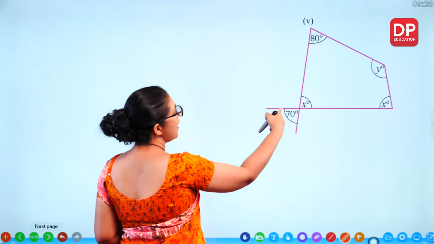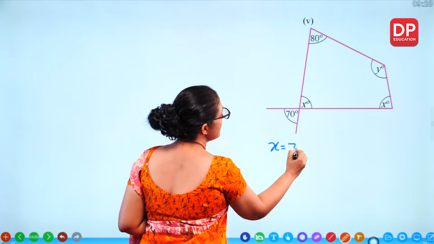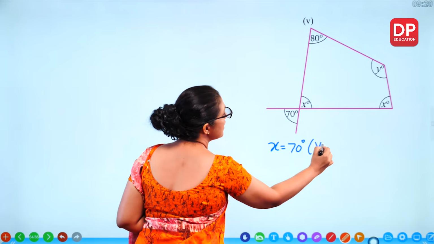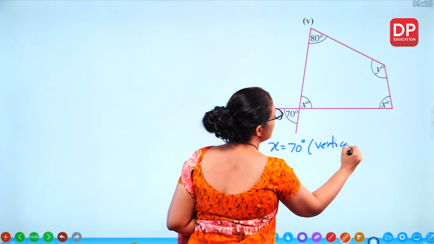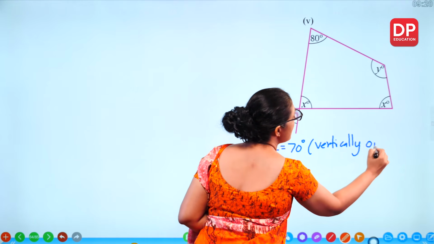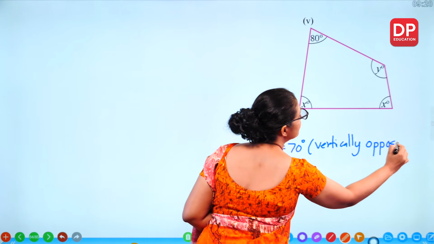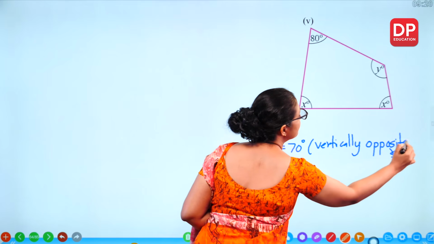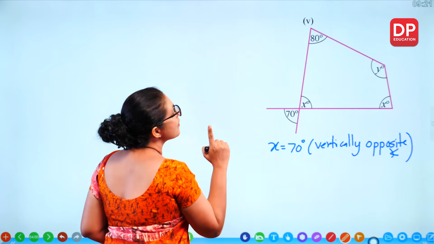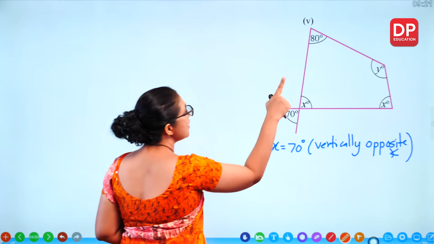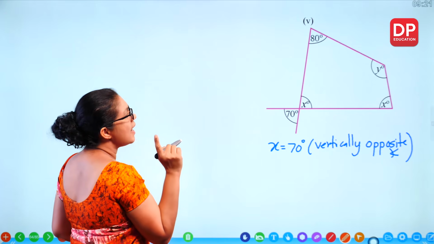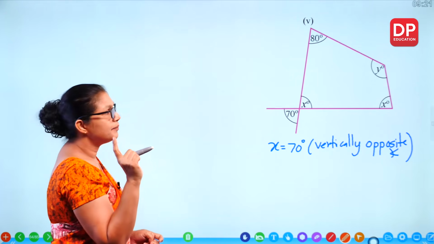Straight away you can find out the x value. X is 70. Vertically opposite angles. Now you can find out the y value. What's the angle sum of a quadrilateral?